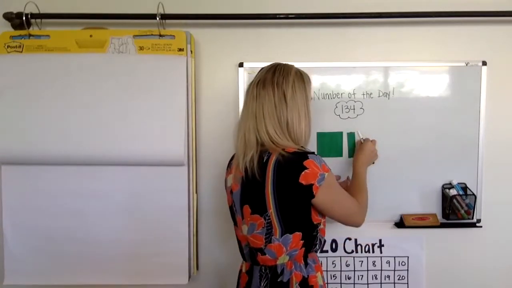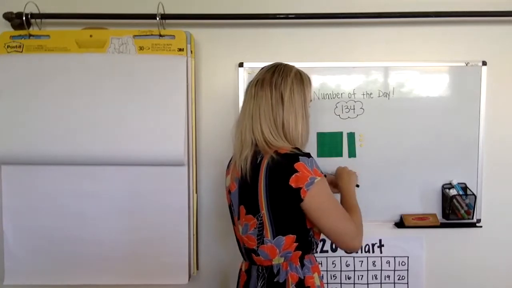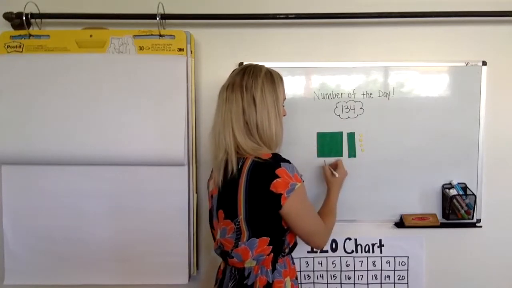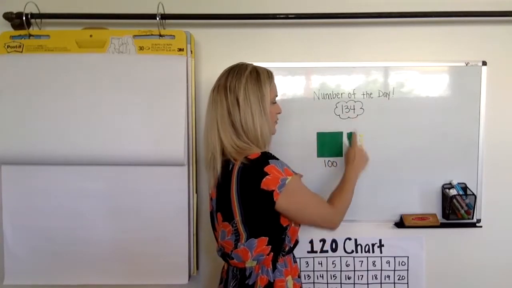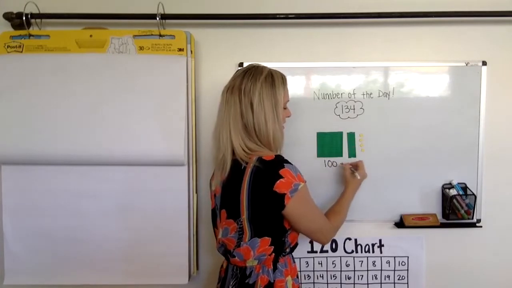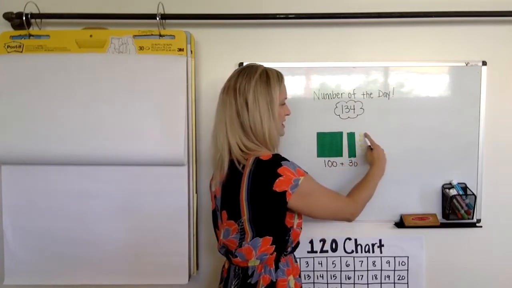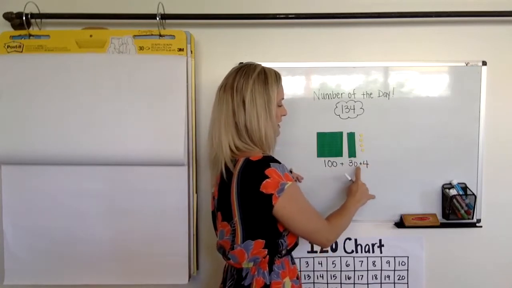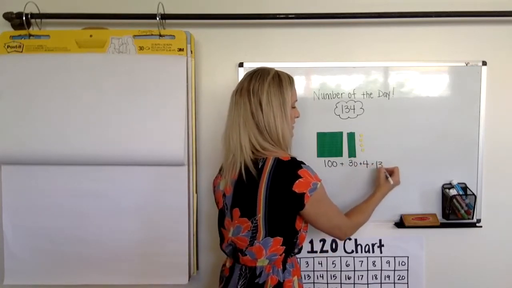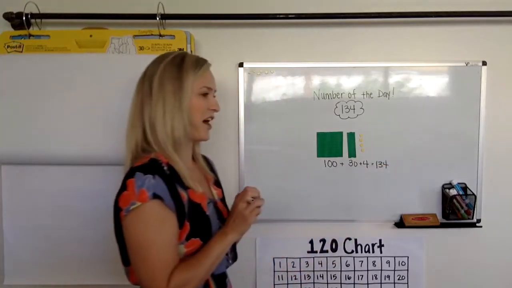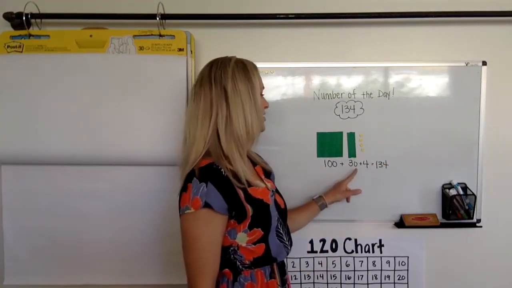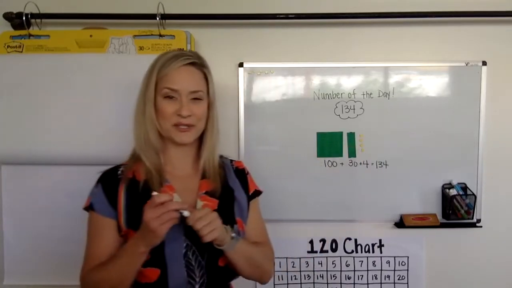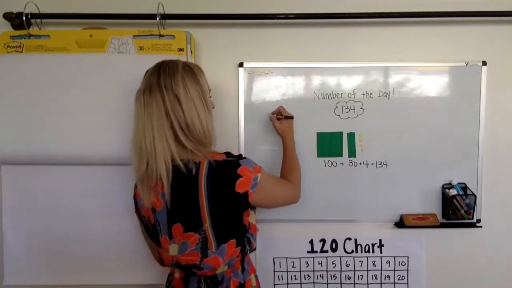All right, here we go. 1, 2, 3, 4. So this is worth how much, kids? 100. This is worth how much, kids? 30. And how much is this worth? 4. So we would write 100 plus 30 plus 4 equals 134. All right. So we have 130 and 4 make 134. Now let's do, you remember this from class?